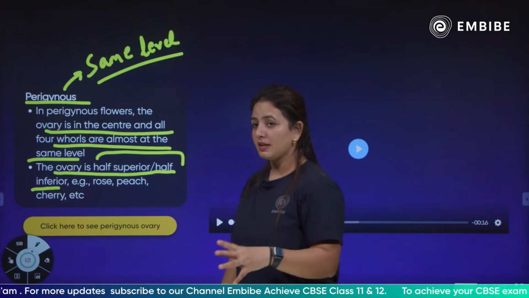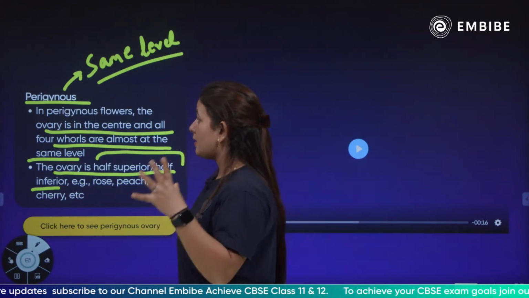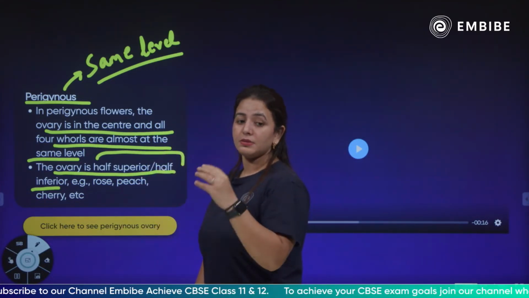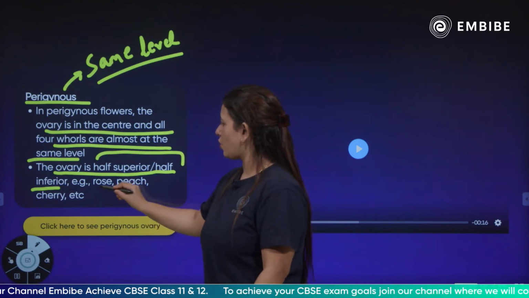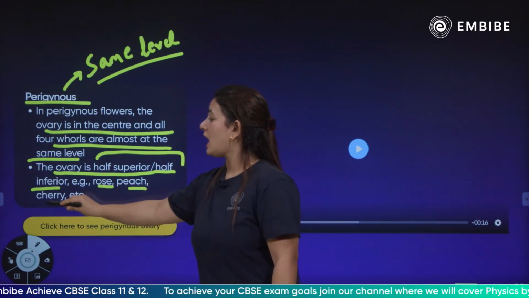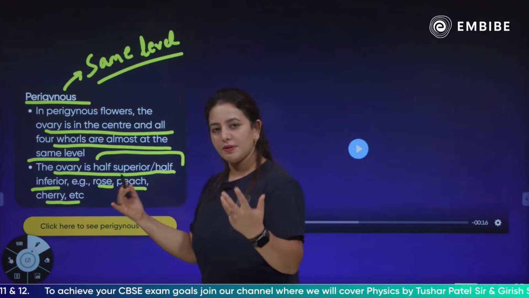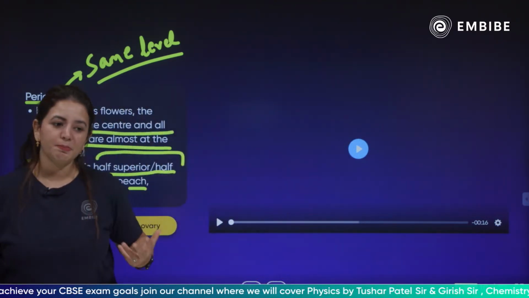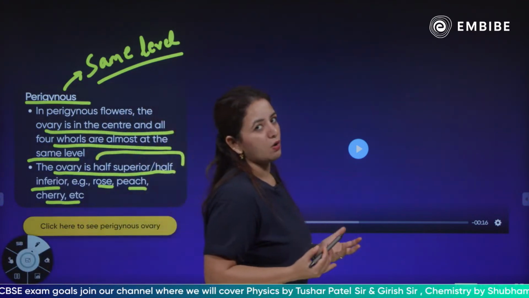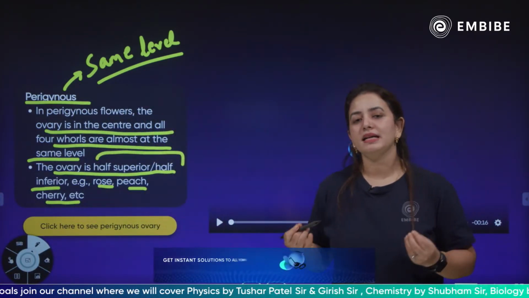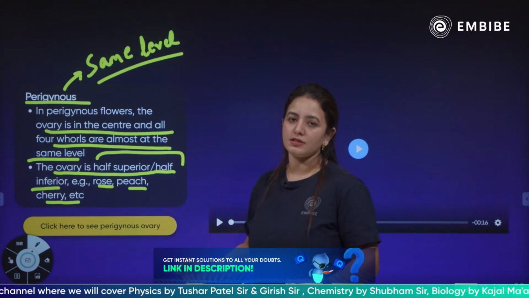Plants with perigynous flowers include rose, peach, and cherry. Again, very common examples. Everybody has seen roses, everybody has seen peach, and everybody has seen cherry also. So these are the common examples of perigynous flowers.